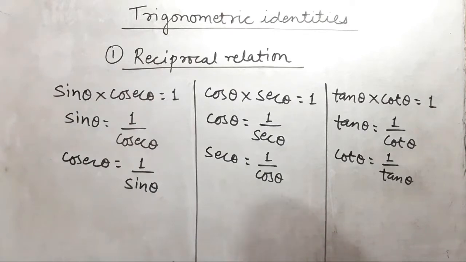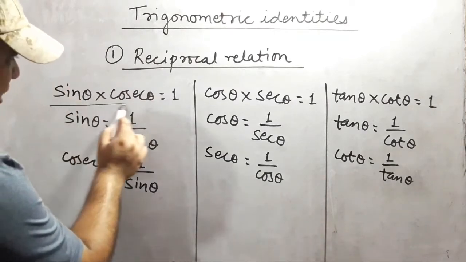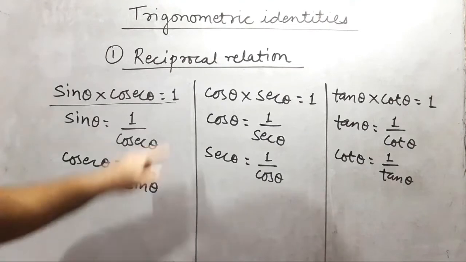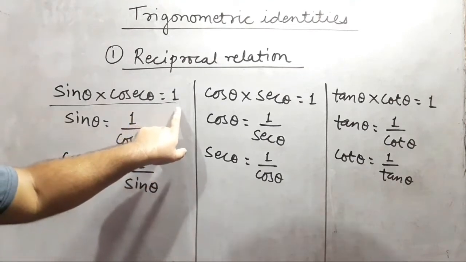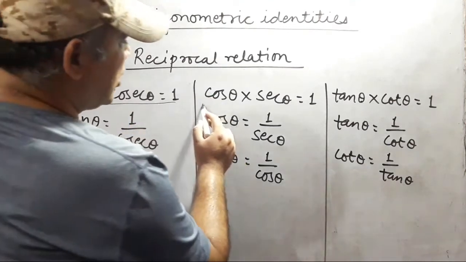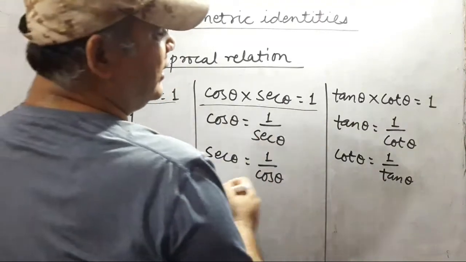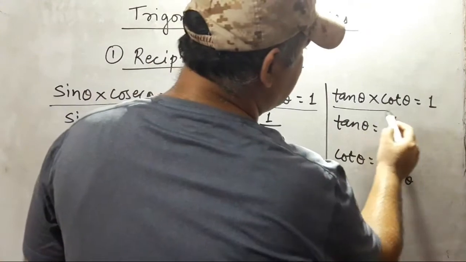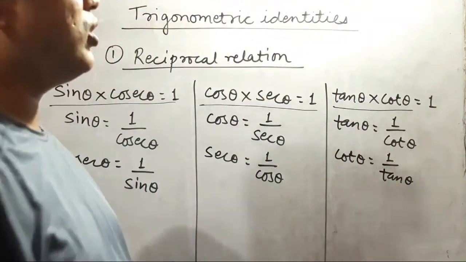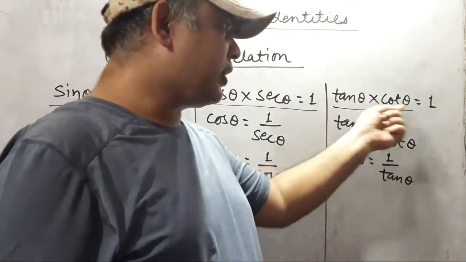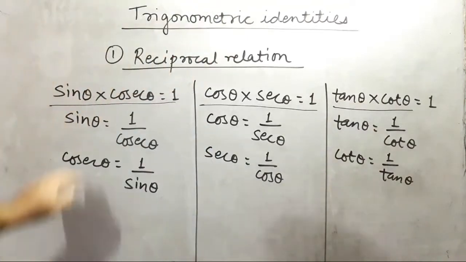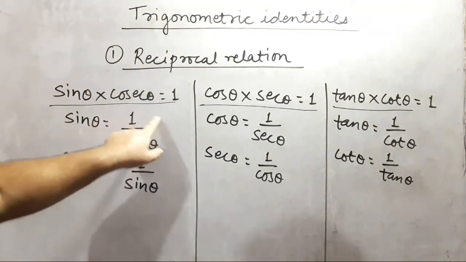So from now onward, when you see sin theta into cosec theta, you can directly write down their product as 1. Similarly, when we see cos theta into sec theta, we can write their product is equal to 1. In the same way, if we see the product of tan theta and cot theta, we can write down their product as 1.